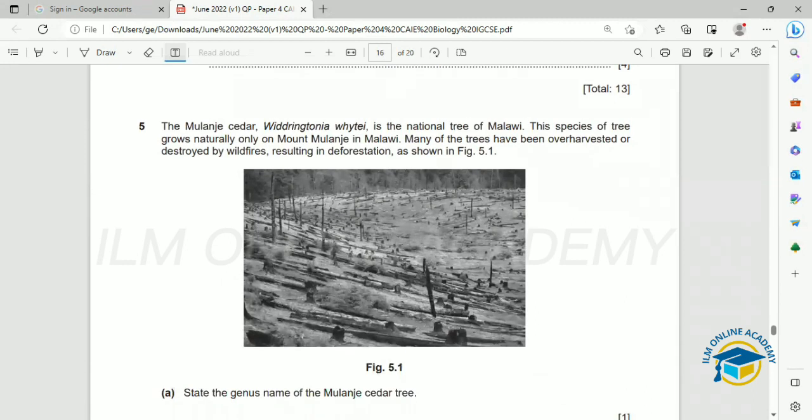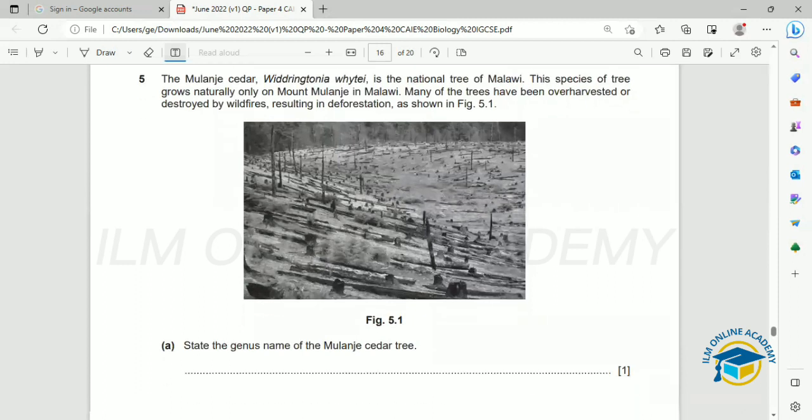Okay. Then, Mulanje cedar is the national tree of Malawi, and this species of tree grows naturally only on a mountain in Malawi, and many of the trees have been over-harvested or destroyed by wildfires, resulting in deforestation. State the genus name of this cedar tree. So remember that the genus name is always the first one, and it is written with a capital letter.